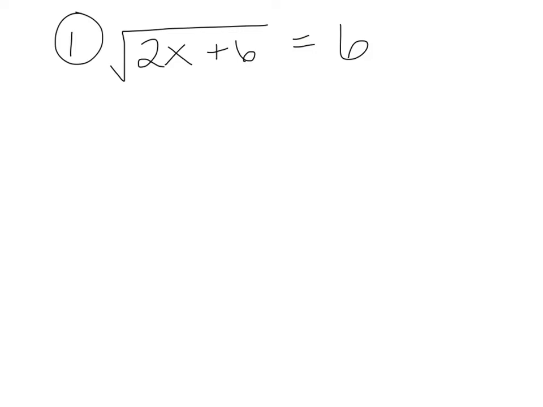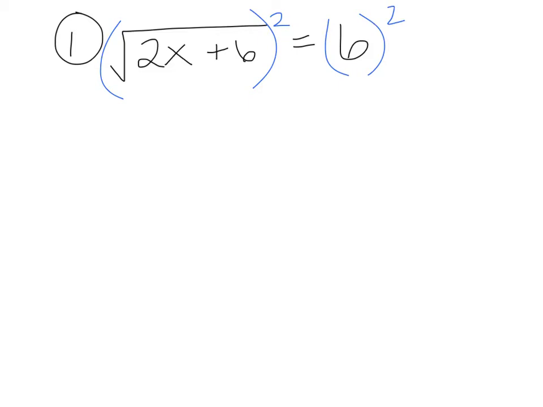Okay, step 2, we want to get rid of our square root symbols. The opposite of a square root is squaring something. So we're going to square this whole thing right here. Okay, when we do that, it's going to look like that. We're also going to square the 6. Law of equality says we have to do the same thing to both sides of the equal sign.